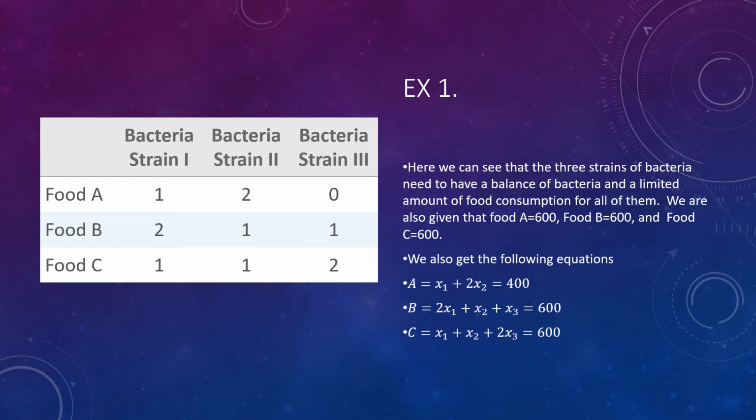So A is equal to x1 plus 2x2 is equal to 400. B is equal to 2x1 plus x2 plus x3 is equal to 600. And for C, we get x1 plus x2 plus 2x3 is equal to 600.